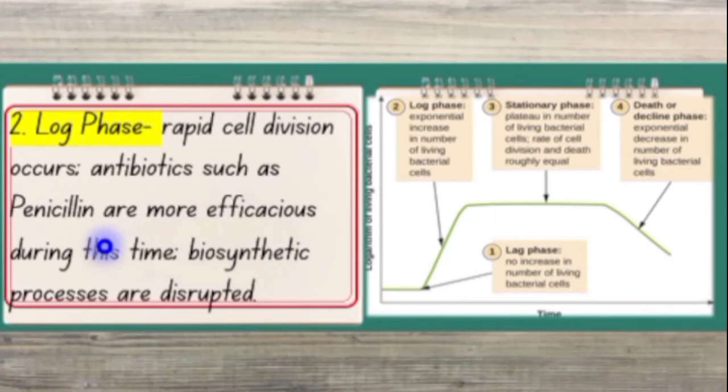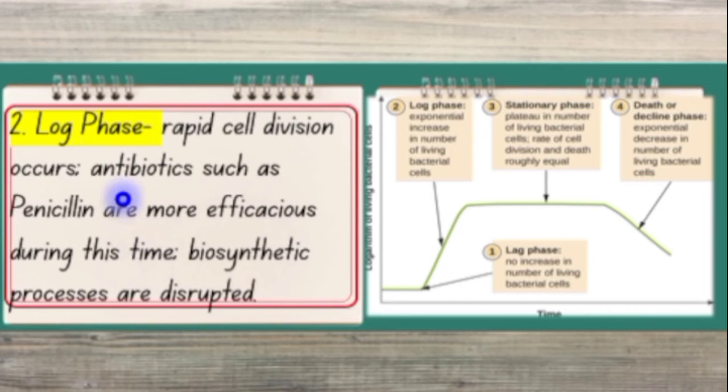Okay, so again, this portion here is called the log phase, or the exponential increase in the number of bacterial living cells. Now in this phase, there is what we call rapid cell division. So antibiotics such as penicillin are more efficacious during this time. Okay, so it's like the onset of the occurrence of disease.